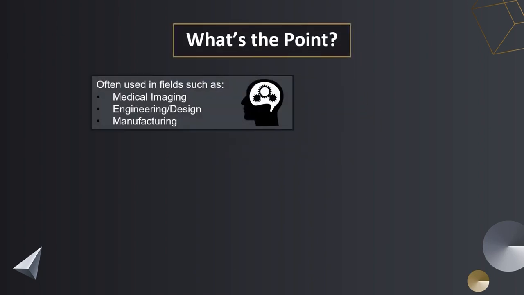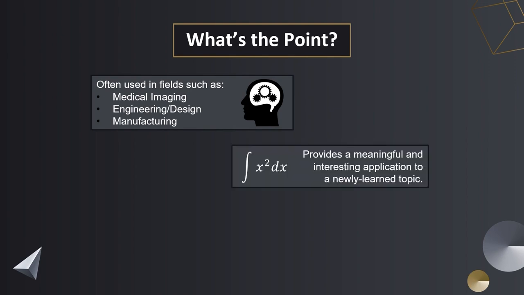Well, there are a few reasons why. This is used in a lot of fields like medical imaging, such as MRIs. It's used in engineering and design for different objects all the time, and in manufacturing, for example when you're creating washers and screws, things that have some symmetry. These are very useful techniques. It's also a great way to practice your integral skills, and for many of you, if it's a newly learned topic, it's a good way to get familiar with real applications of why these integrals are important.